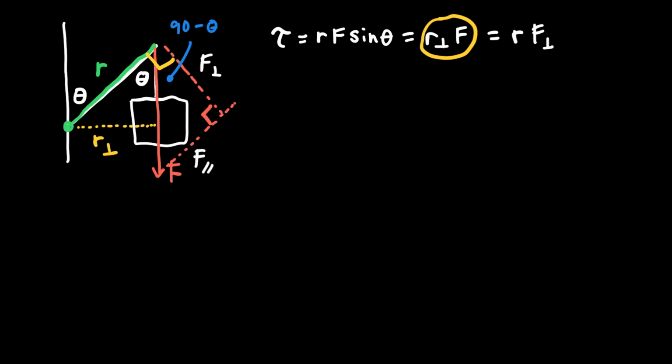Okay, so either use the whole R, the whole F, and the angle between the two, find the perpendicular part of R relative to F that goes from the axis of rotation to the line of force, or find R times F perpendicular. Use the whole R, but then the perpendicular part of the force relative to R, relative to the rod in this case.